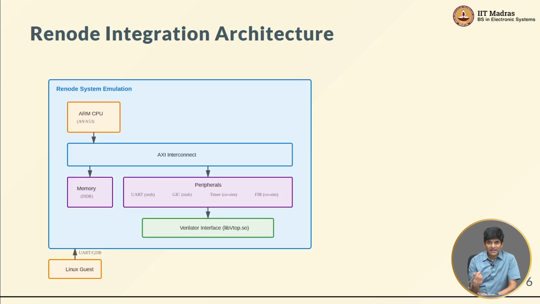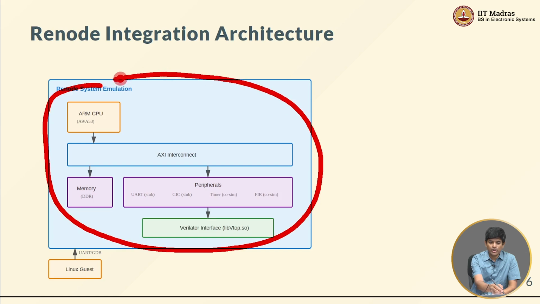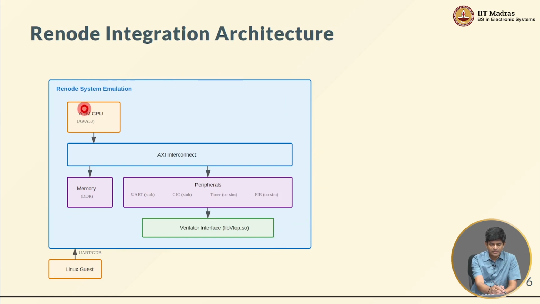So at a high level, the architecture, what is happening over here is that we have our entire Renode emulation, right, which basically is emulating an ARM CPU with a bus, in our case an AXI bus, which in turn is connected to memory. I'm calling it a DDR memory, but as far as Renode is concerned, it just says it's memory, right? You will notice that it doesn't really differentiate between dynamic RAM or static RAM or anything of that sort.